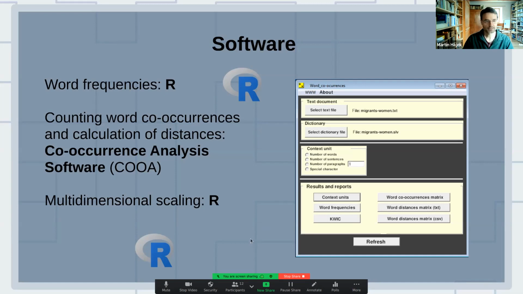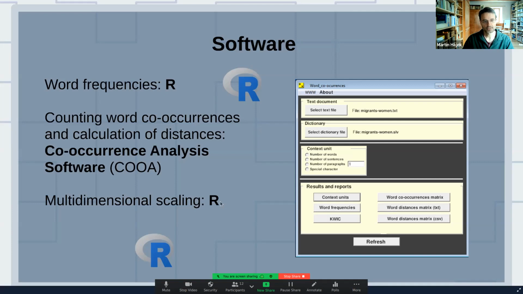So this was how I did it. It was very fast. Word frequencies are several commands in R. This is several clicks. Of course, you have to create the dictionary file, but it's in a text editor. You don't need anything special. And calculation in R is also easy. It's nothing special.